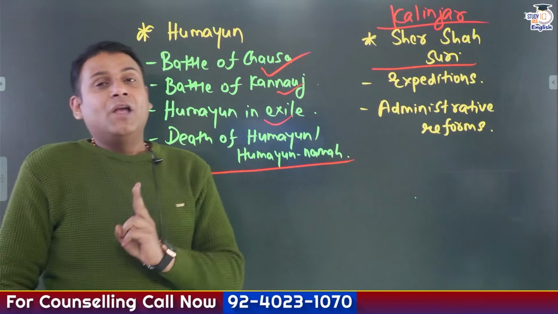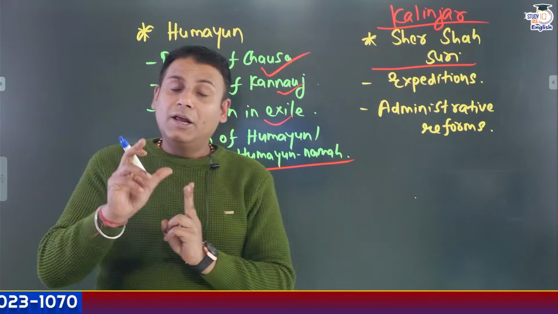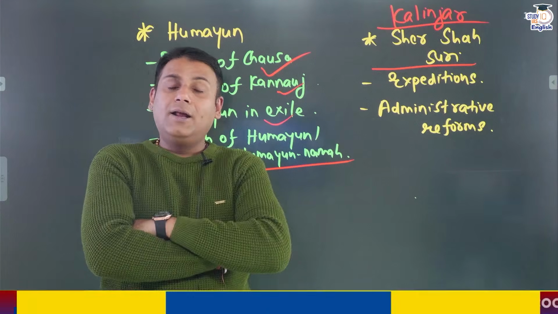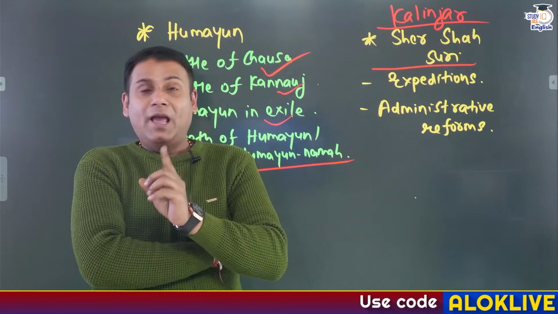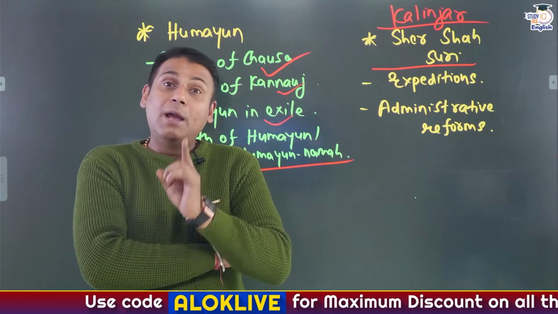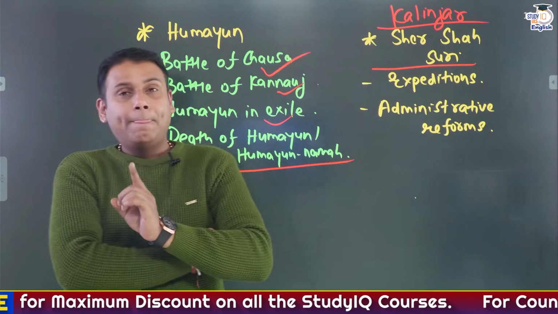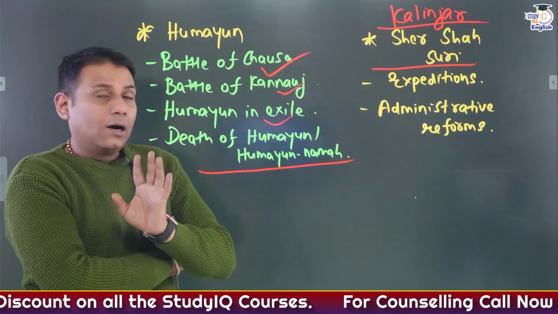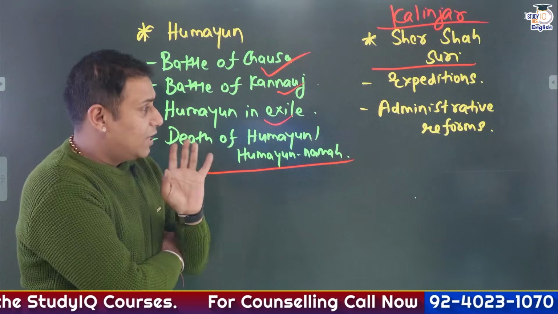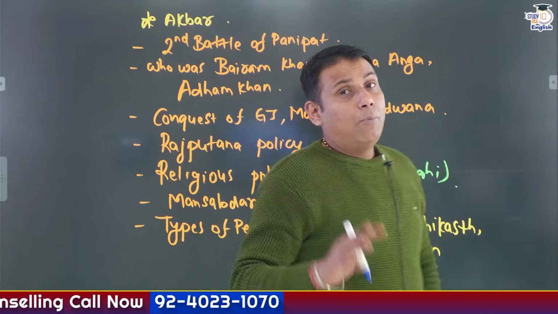Apart from this, Sher Shah Suri had introduced the silver rupiya. Then, Sher Shah Suri had constructed the Grand Trunk Road. In fact, at that time, it was called Sadak-e-Azam. The name Grand Trunk Road was given by Lord Auckland. Then, apart from this, Sher Shah Suri's administrative reforms. Then go through Akbar. Very important one.